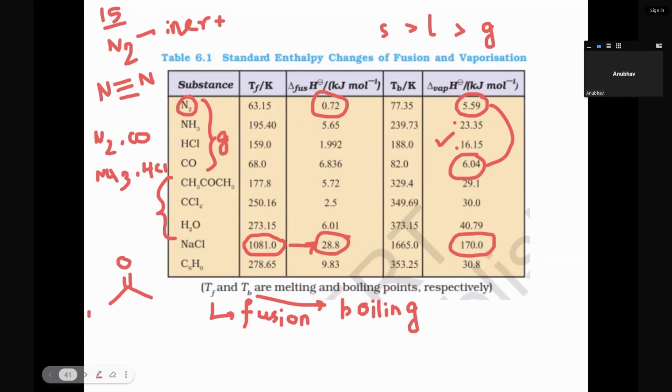CH3CO, CH3. But you see over here, in case of acetone, these hydrogens are bonded to an sp3 carbon atom. And that's why they are not polar enough to undergo hydrogen bonding with other acetone molecules. And that's why in case of acetone, the delta H vaporization value is lower, that is 29.1.